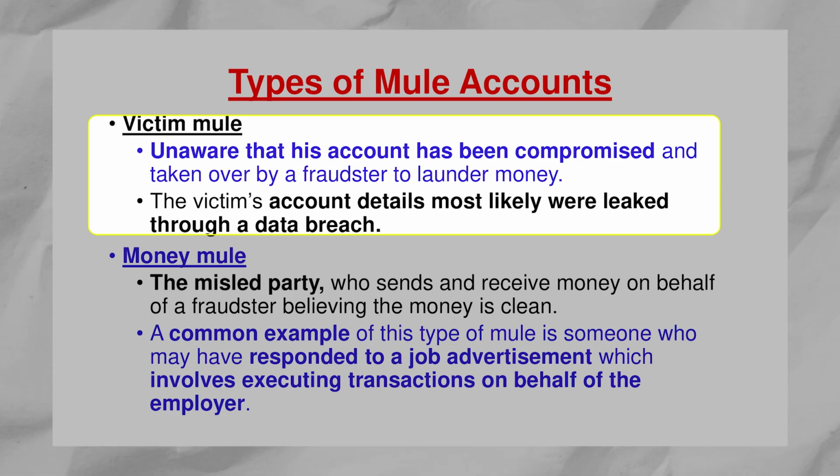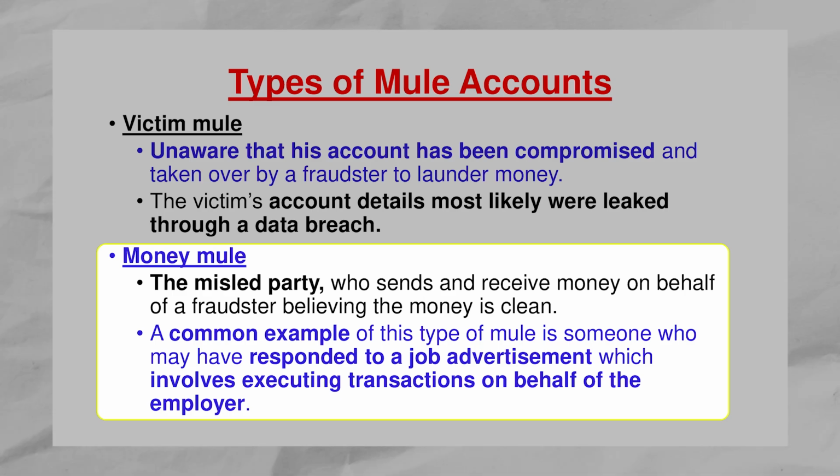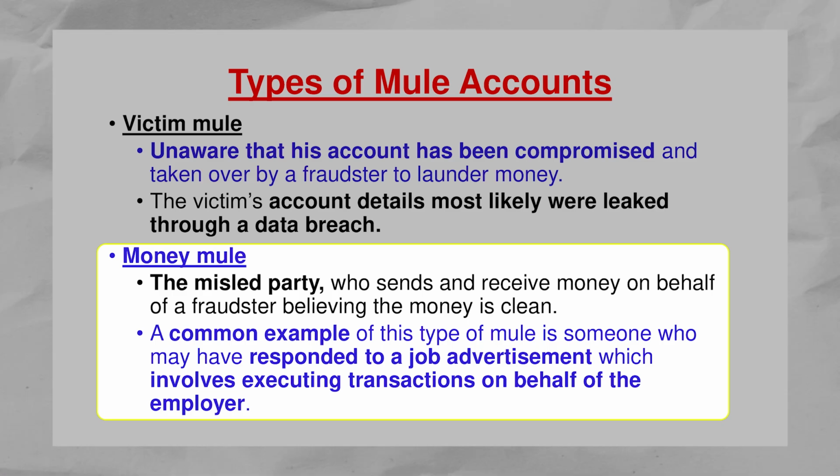We have been hearing reports in various newspapers that millions of accounts have been breached, certain bank accounts have been hacked, etc. The next is a money mule. This is a misled party who sends and receives money on behalf of a fraudster, believing that the money is clean. For example, your friend comes to you and says, please transfer X amount to so and so account. My account has got a problem, I'm not able to transfer, please do. Now this money may be genuine if your friend is not a problem, but if it is some unknown person or a fraudster, then that money could be illegal. A common example of this is you could have responded to a job advertisement which involves executing transactions on behalf of the employer.